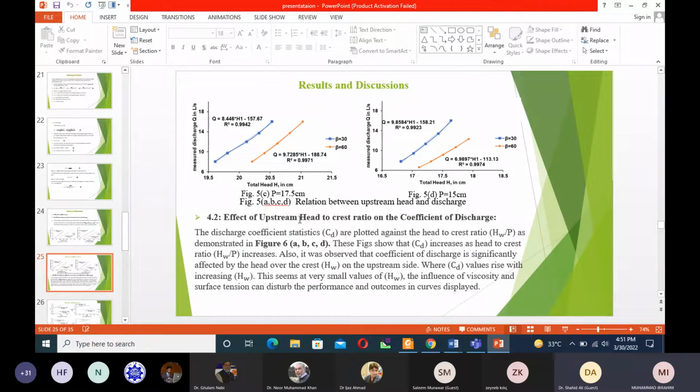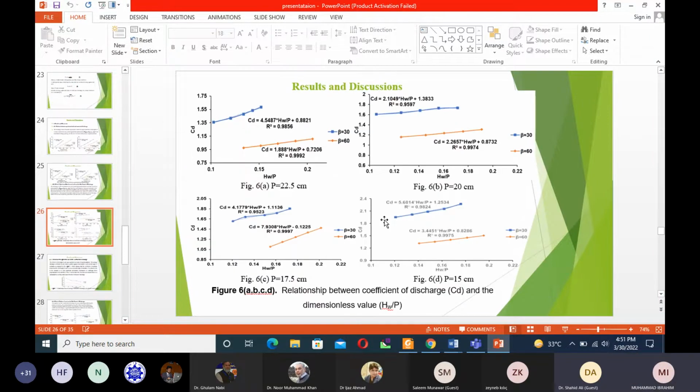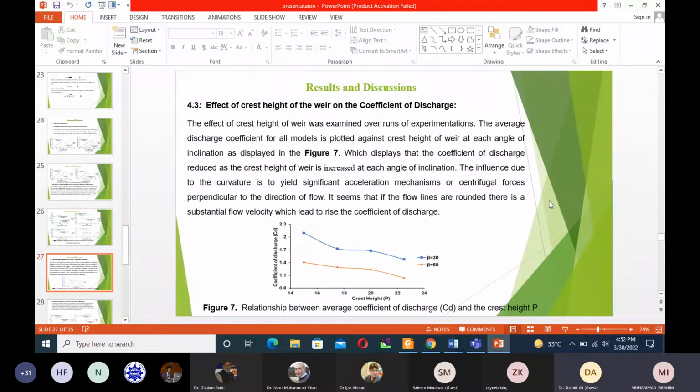The second one is the relationship between the head to crest ratio and the coefficient of discharge. It also presents that as the ratio between the head and the crest height increases, the coefficient of discharge increases. But the point to be noted is that as the crest height goes from 22.5 to 15 centimeter, the coefficient of discharge overall decreases. So it means that the crest height affects the coefficient of discharge.